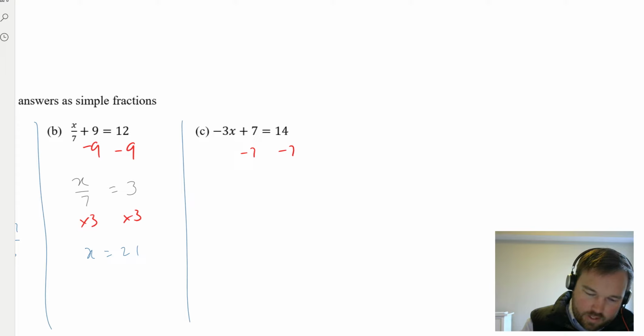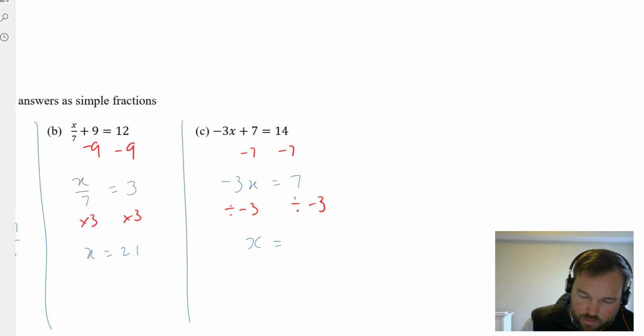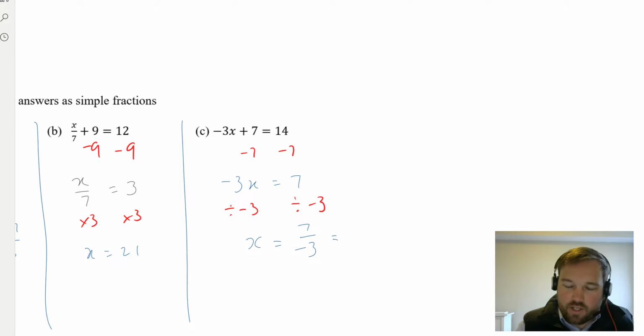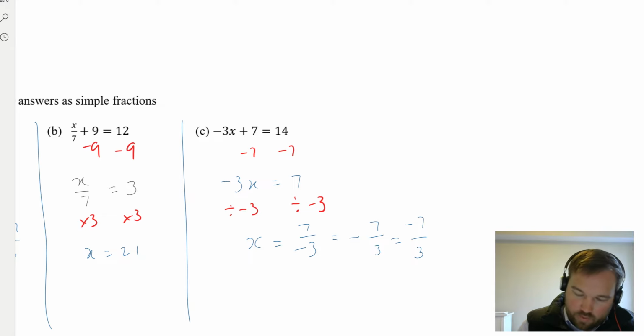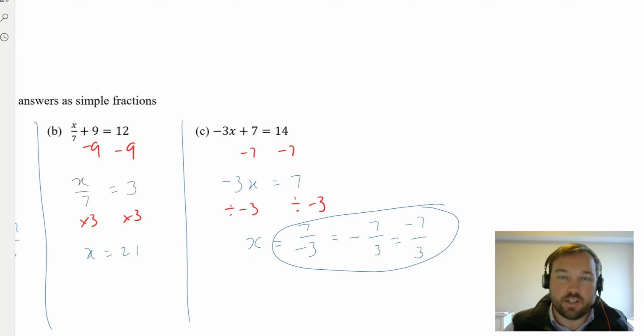Take 7, take 7. Minus 3x equals 7. Divide by -3. Divide by -3. X equals 7 on -3. More traditionally, we either leave the negative at the front or we give the negative to the top. But all of those answers are correct, and none can be simplified unless you want to write it as a mixed number.